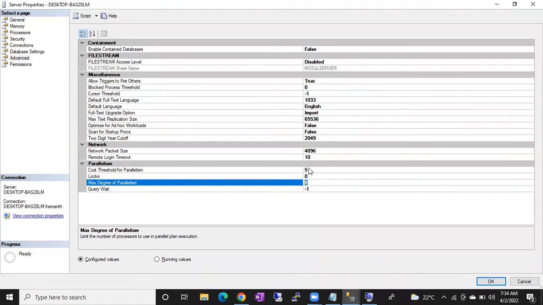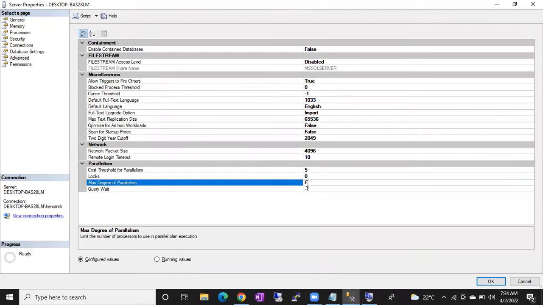So the cost threshold for parallelism will always be 4 or 5, and max degree of parallelism depends upon the CPU cores. Check how many cores are there. If 4 is there, here also 4 is fine. If 6 is there, here also 6 is fine.